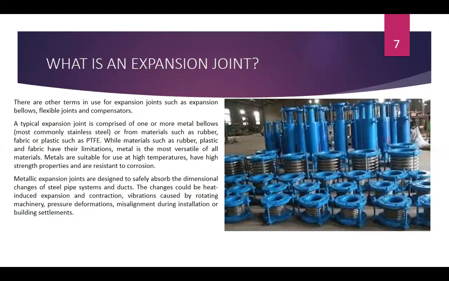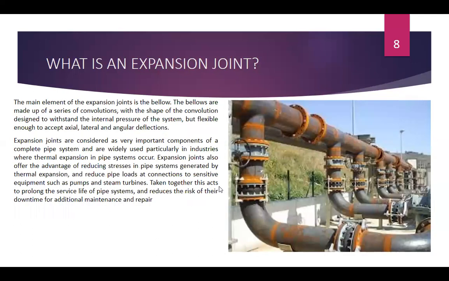So, metal expansion joints are designed to safely absorb the dimensional changes of the steel pipe system and ducts. So, ducts, meron ding expansion joint. These changes could be heat-induced expansion and contraction, vibration caused by rotating machinery, pressure deformation, misalignment during installation, or building settlement. Yan. Di lang thermal expansion ang purpose ng expansion joint, pati yung sa vibration. Okay? Kasi yung flexibility. So more on piping tayo, yung ducting, madali lang ha.